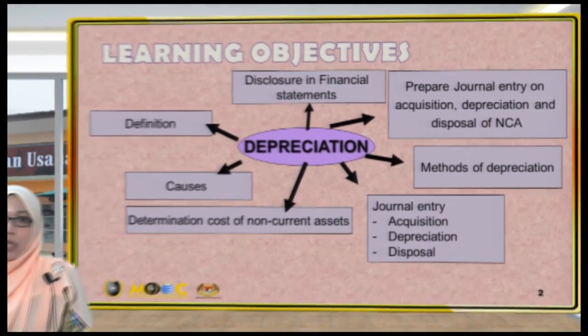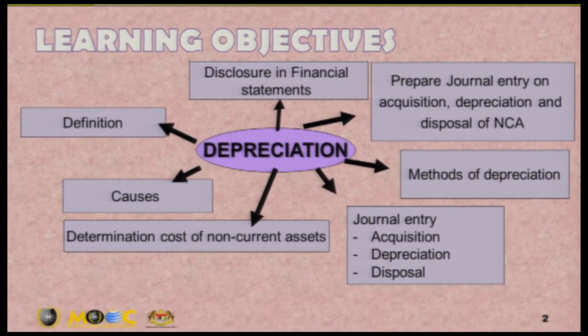In this topic, we want to ensure that students are able to define what is depreciation for non-current asset, identify causes of depreciation, determine cost of non-current asset, identify methods of depreciation, and then they're able to prepare journal entry on acquisition, depreciation, and disposal of non-current asset, and also want to show them how to disclose the non-current asset in financial statements.